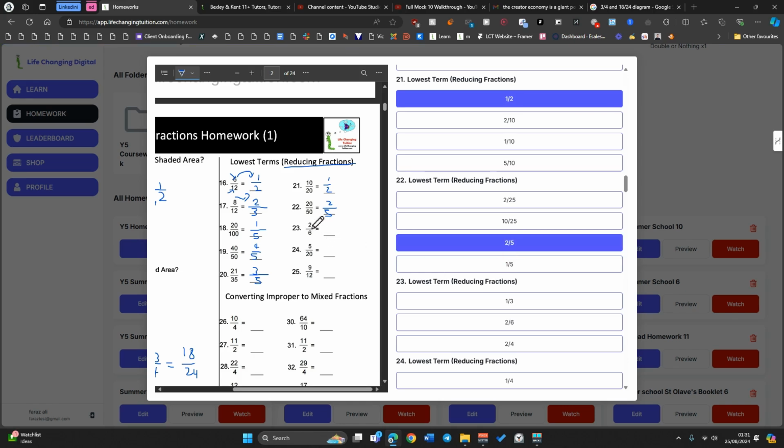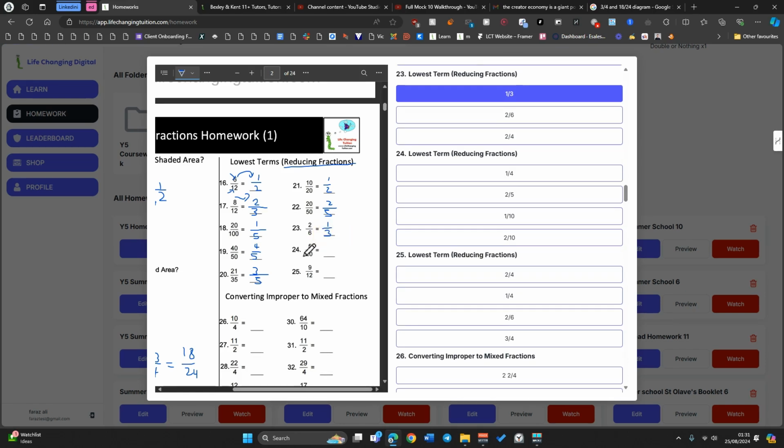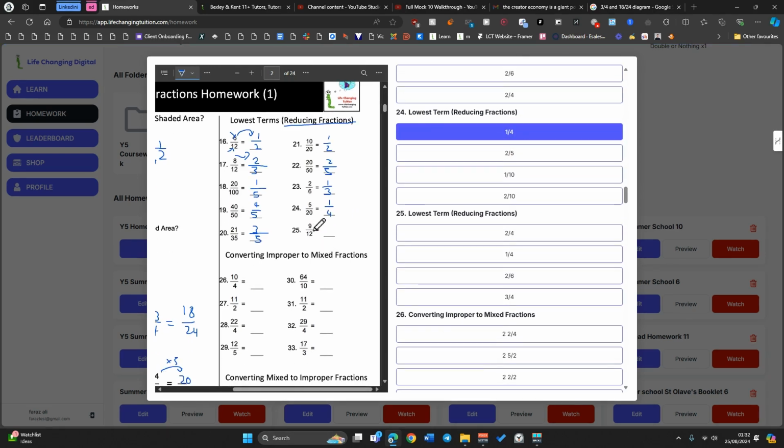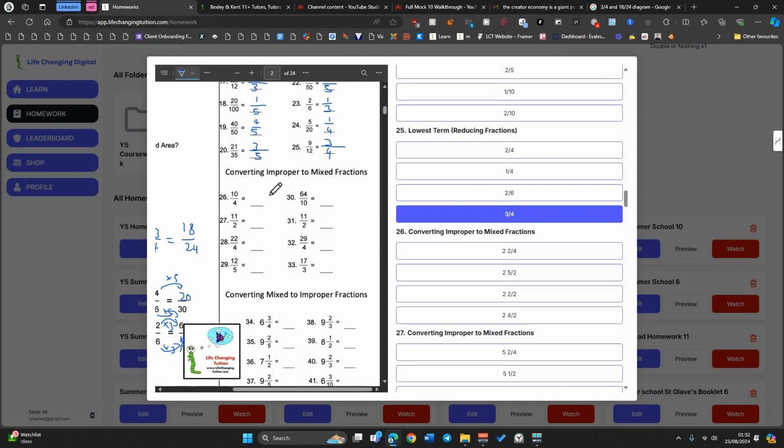2 goes into the top one here once, so 1, and then 2 goes into the bottom one 3 times, so 1 over 3. Question 24, so 5 goes into this one once, and then 5 goes into 20 4 times, so 1 over 4. Okay, 9 over 12, what we have here, 3 goes into 9 3 times, and 3 goes into 12 4 times, so here is 3 over 4.